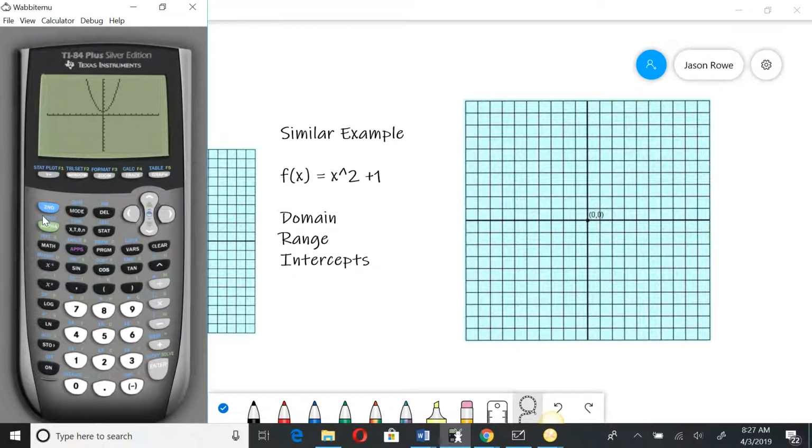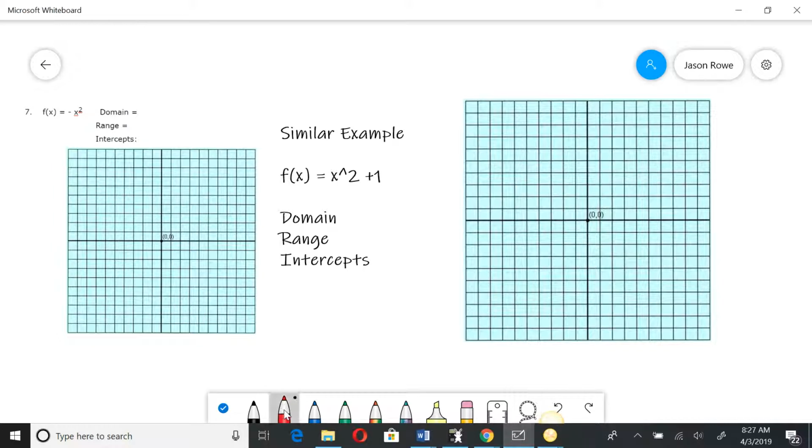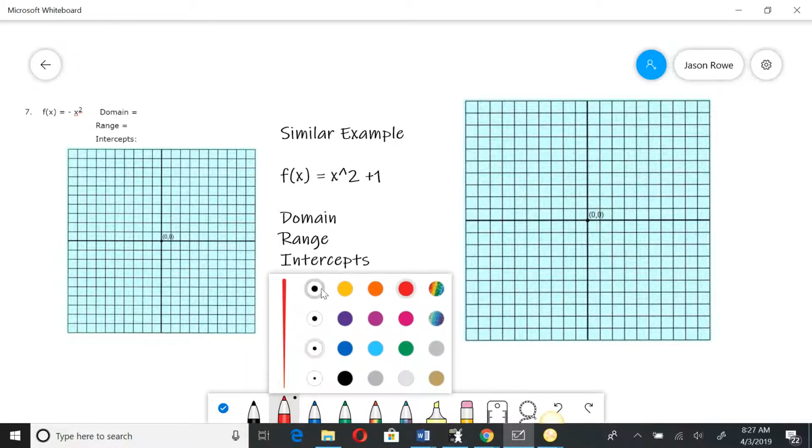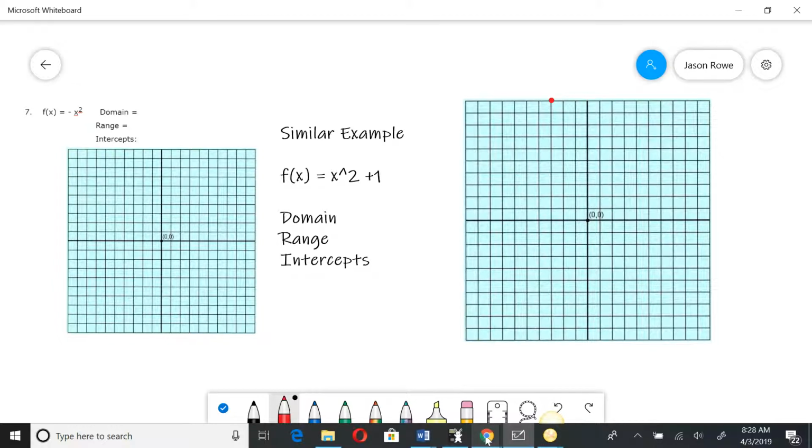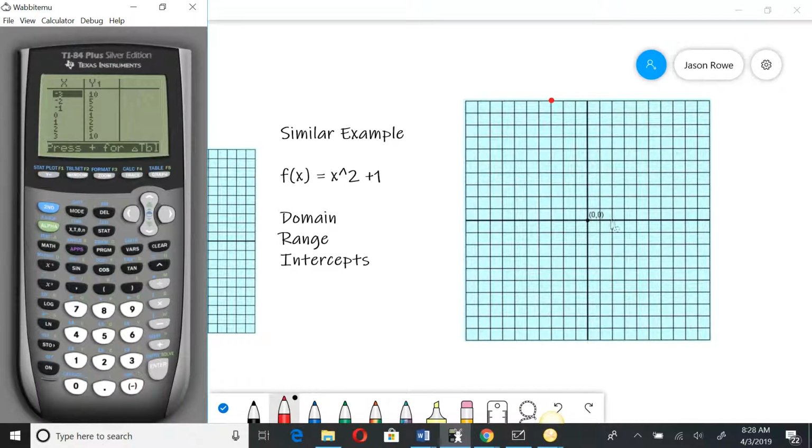So again, find some points to graph. I'm going to hit second graph to access the table. And I've got some negatives and positives that I can plot. So I'm going to plot these points. I'm going to start off with negative 3, 10. So 1, 2, 3, 1, 2, 3, 4, 5, 6, 7, 8, 9, 10 right there. I've got negative 2, 5. Negative 1, 2, 1, 2, 3, 4, 5.